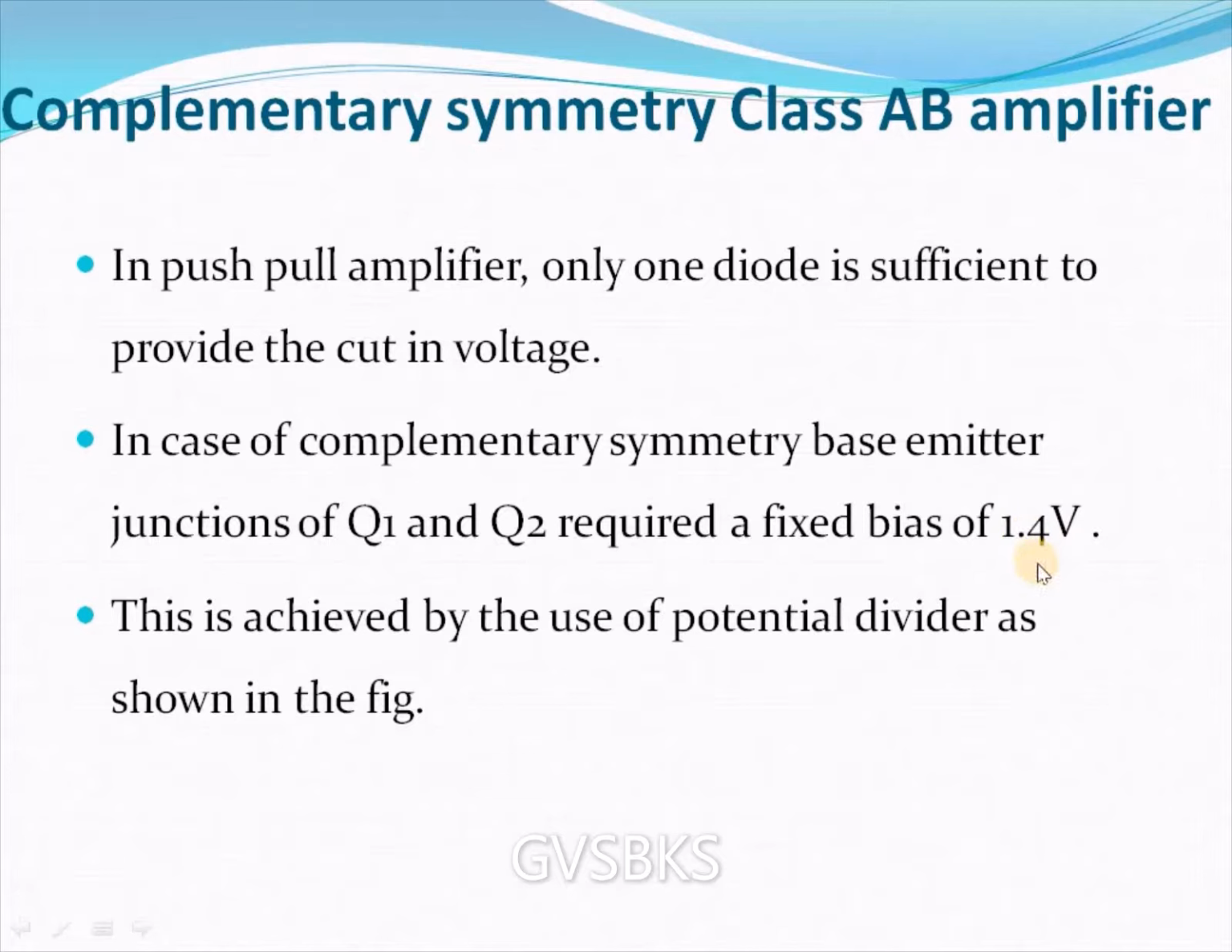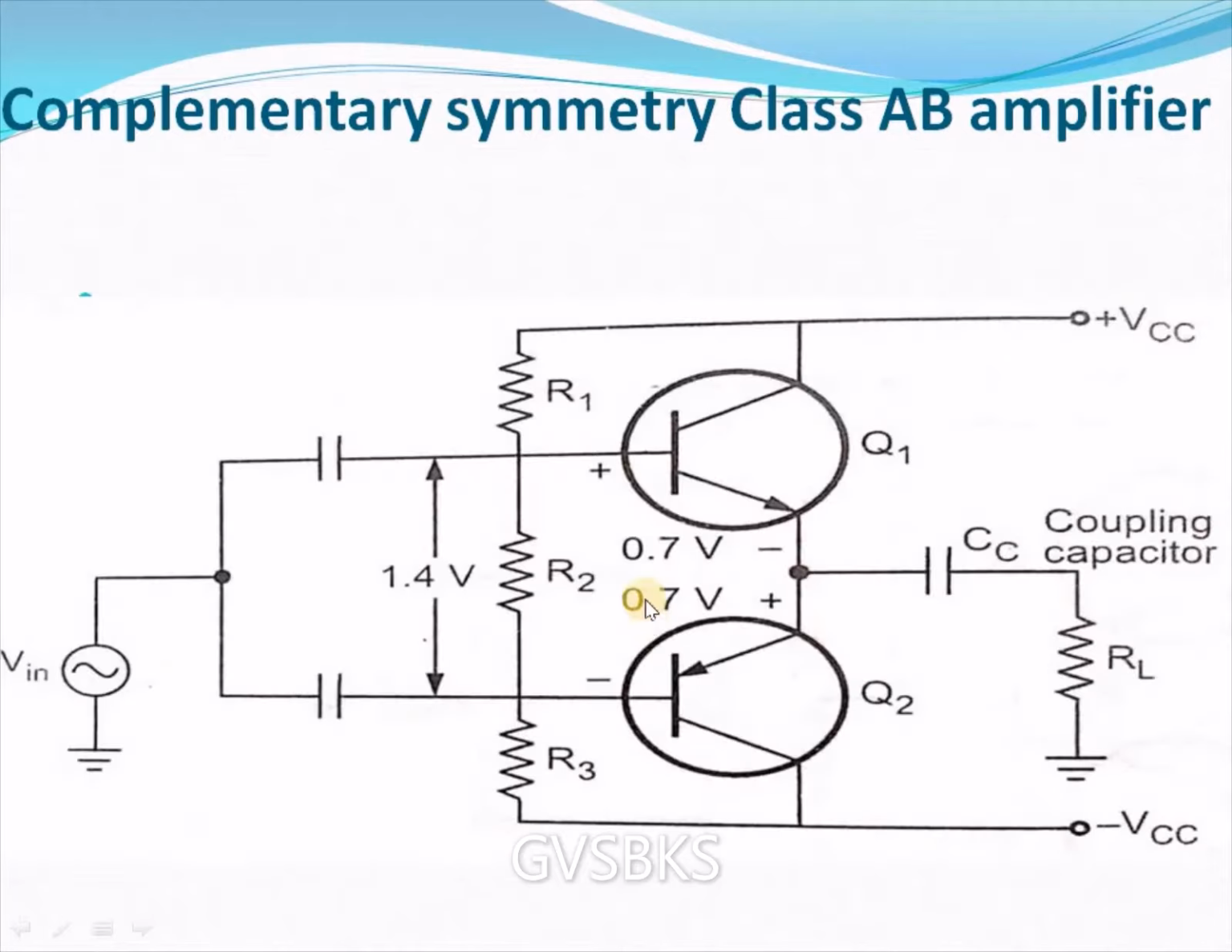In case of complementary symmetry, the base emitter junctions of Q1 and Q2 require a fixed bias of 1.4 volts. Why is it 1.4 volts? As we already discussed, the NPN requires 0.7 volts and the PNP type requires minus 0.7 volts. So from minus 0.7 to 0.7 volts, it is a 1.4 volt range. This is achieved by using a potential divider network as shown in the figure.